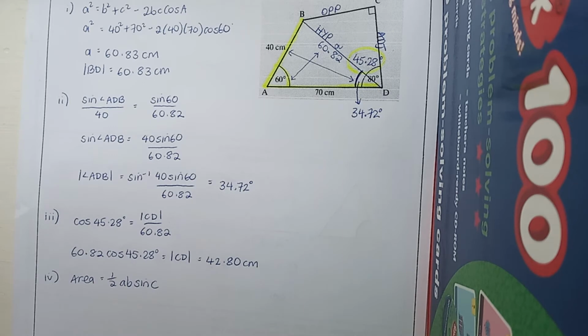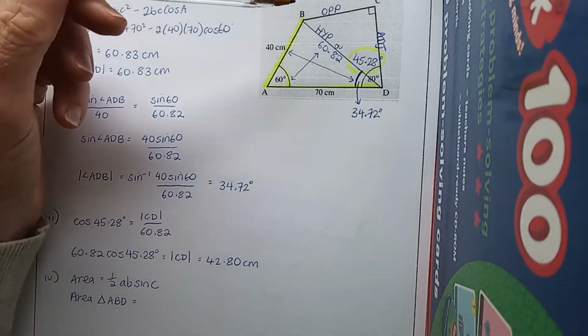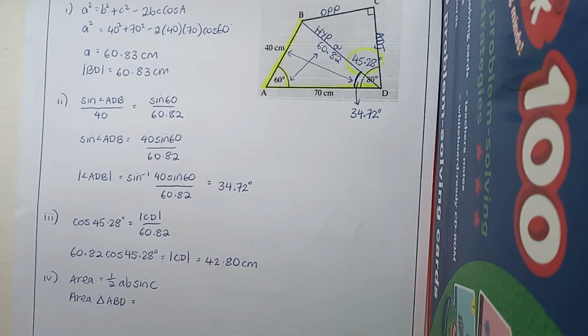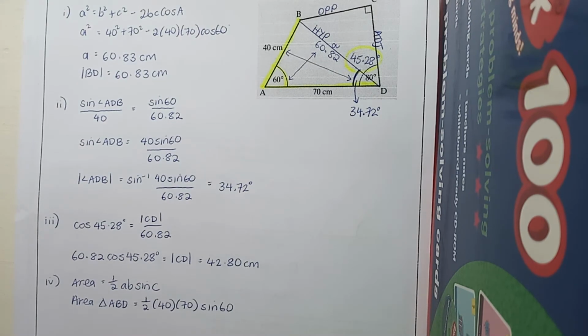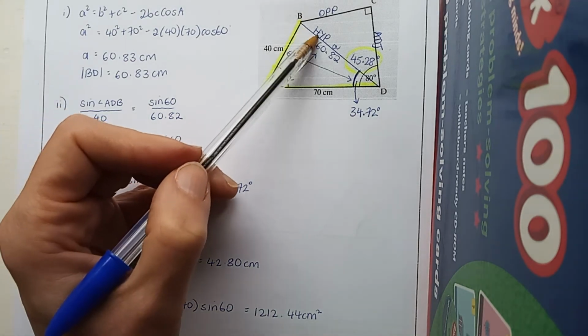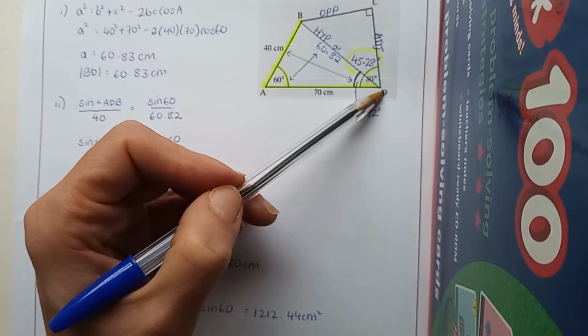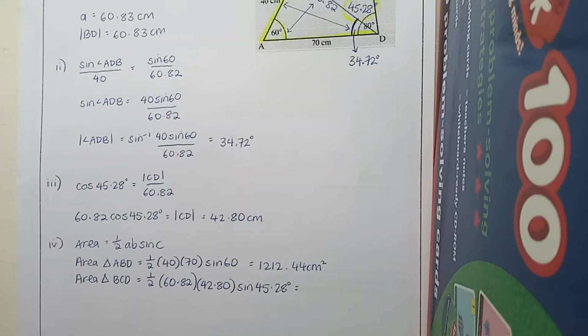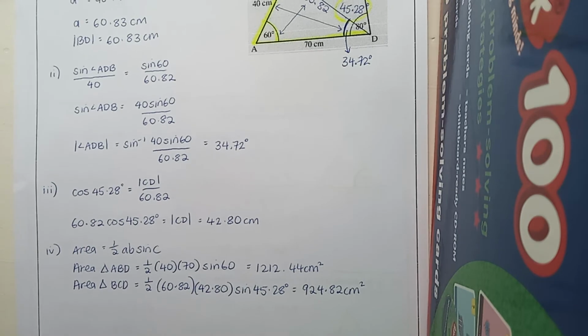Starting off with ABD first, just make sure that when you're doing it that you're using 2 sides and the included angle. So for example here, 40, 70 and the angle 60 in between them. Off to the calculator. Again, just include units as you're going along. And now my next triangle. In this case, I'm going to use the line BD and the line CD and the angle in between them, which I know. So I have my 2 areas, and then all I have to do is just add them together to get my total area at the end.